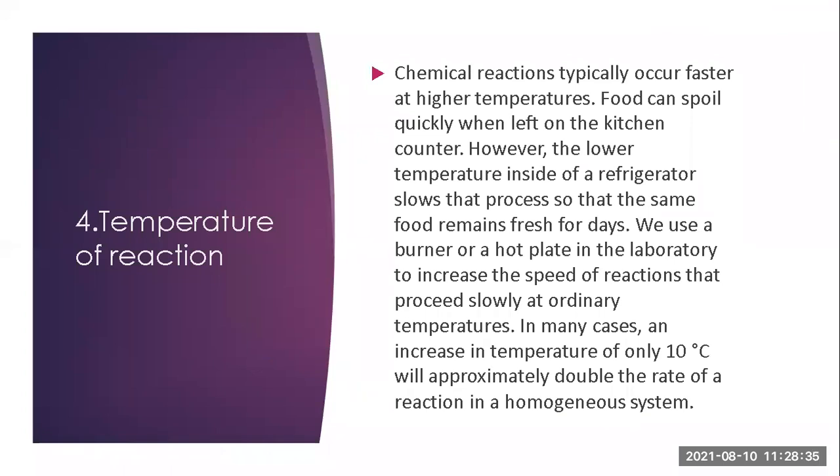Then temperature. The higher the temperature, naturally the higher the rate of chemical reaction. If the temperature is low, then the rate of reaction will also be lower. One example I told you from day-to-day life is food. If you keep food for longer hours on your kitchen counter, what happens? It starts spoiling faster. But if you keep that food in the refrigerator, the process of spoiling decreases. The rate of that reaction decreases, and the food remains fresh for days, so you can use it. So here, the chemical reaction typically occurs faster at a higher temperature.